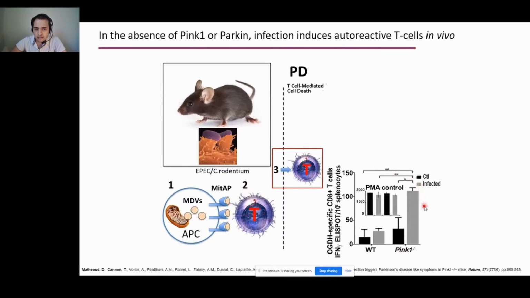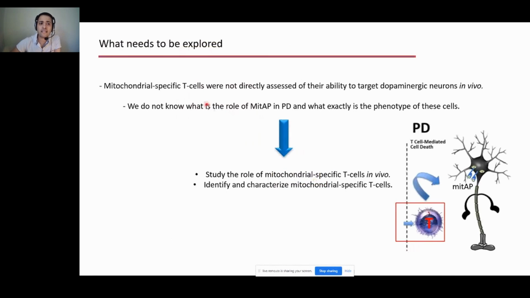By looking at CD8, they also noted a significant increase in OGDH-specific CD8 T cells. This means that mitochondrial antigen presentation can lead to autoimmunity. But what needs to be explored is that mitochondrial-specific T cells were not directly assessed for their ability to target specific dopaminergic neurons in vivo.